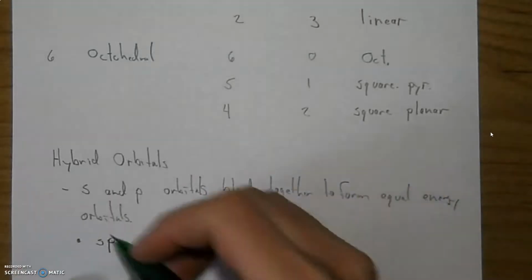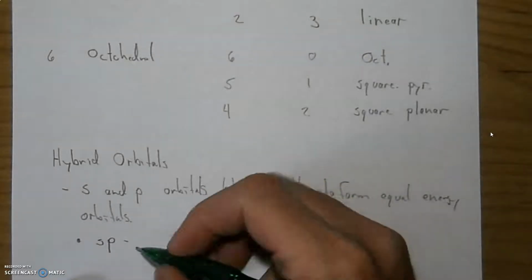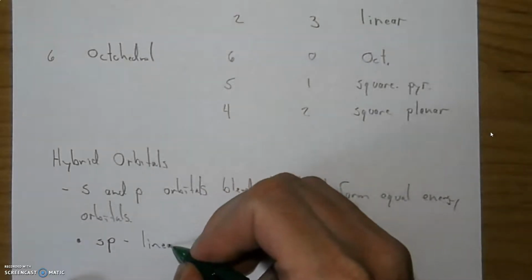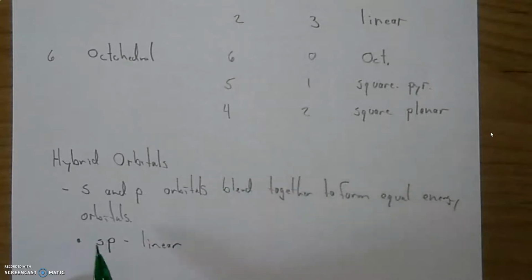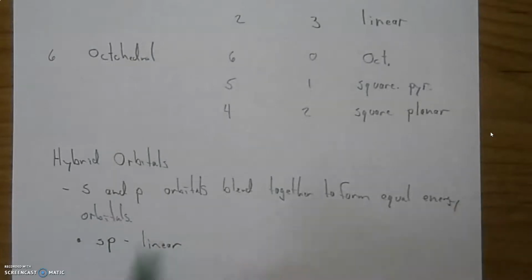If those bind together, the shape of the molecule will be linear. In other words, you have two locations where electrons are found. They have hybridized to fix that molecule. And if it does, you're going to have a linear shape.